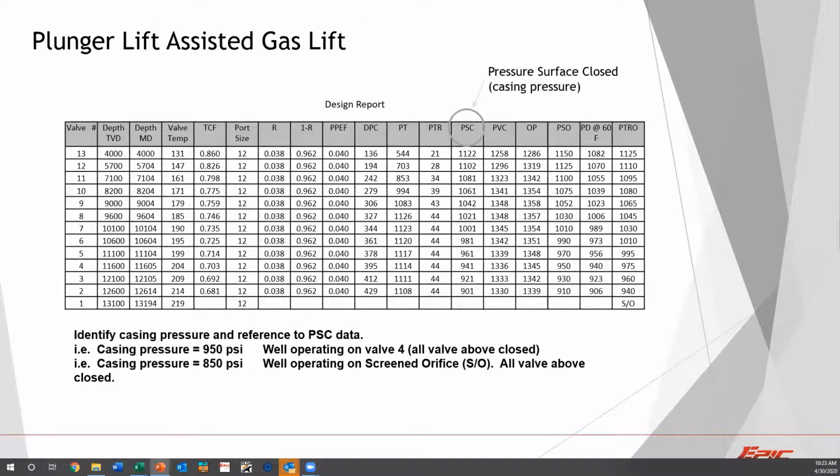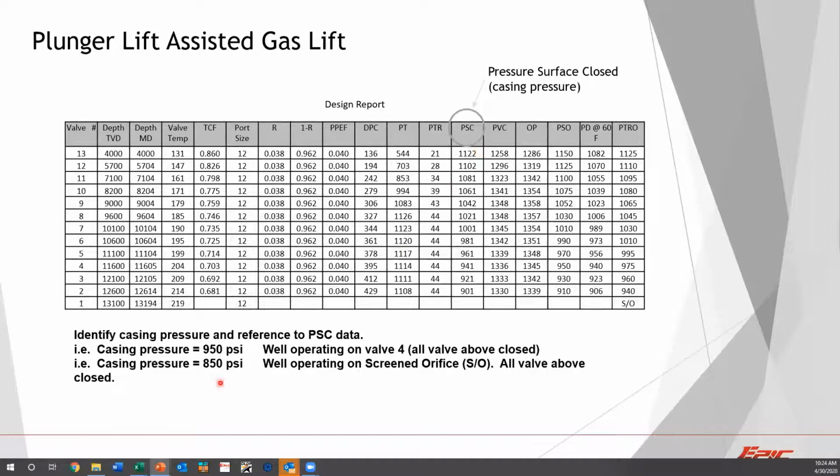The next thing we have to do is take a look at where we're actually injecting. And the easiest way to determine this is to take a look at our design report. Every single vendor is going to provide you with this design report. What we want to do is identify our casing pressure. And we're going to come over here and look at this column right here. PSC stands for pressure surface closed. As long as this value is greater than our casing pressure, it means that this valve is now closed.